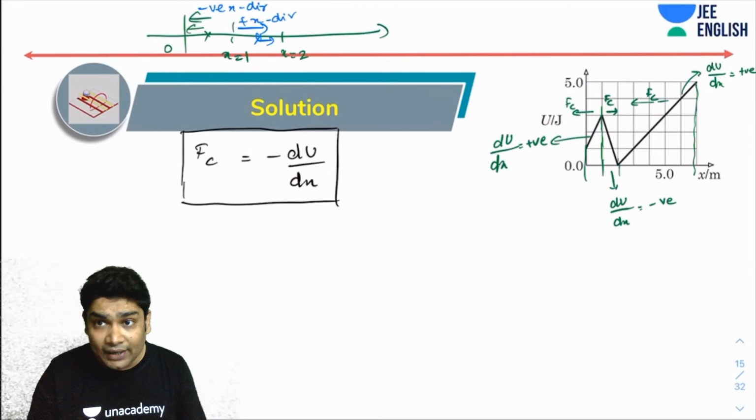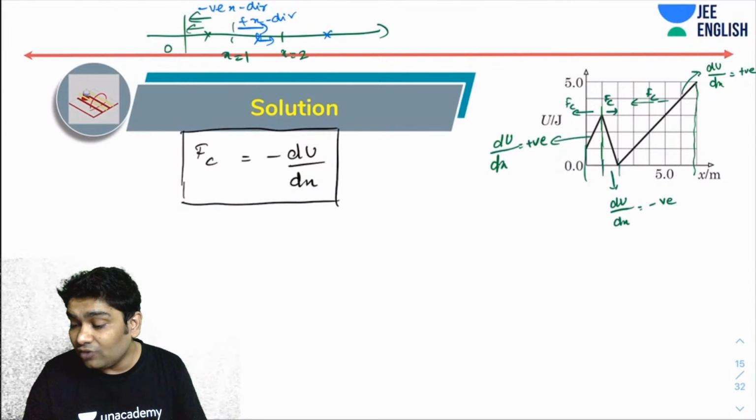And similarly, beyond x equals 2, the force would have, at all points, acted in the minus x direction.